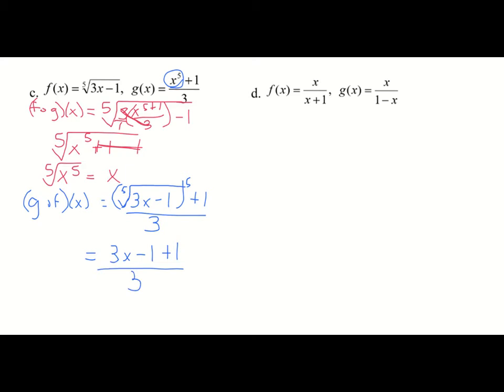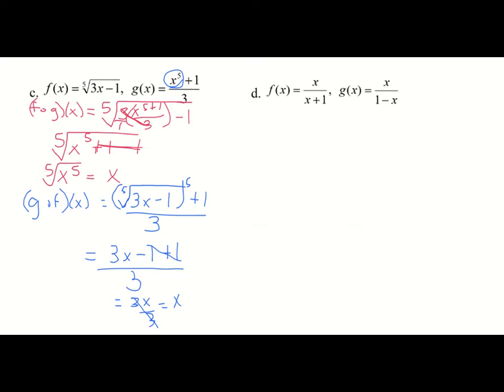And then I know negative 1 plus positive 1 equals 0. So right now we have 3x over 3. But those 3s equal a 1, and we end up with just x. So these two functions are inverses of each other, because when you do the composition both ways, it does simplify to an x.